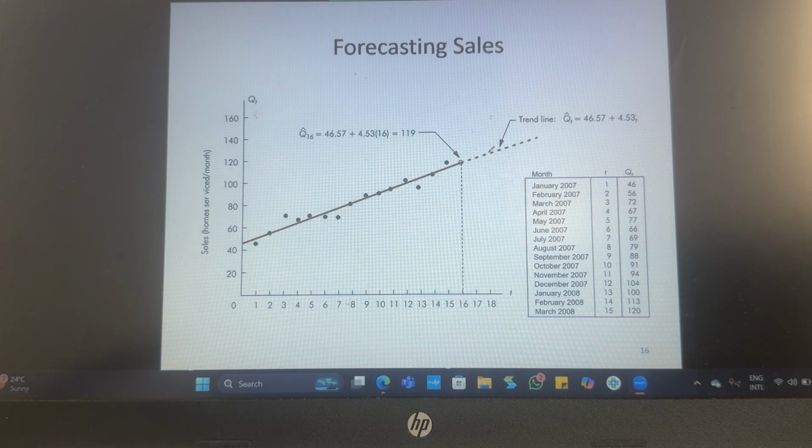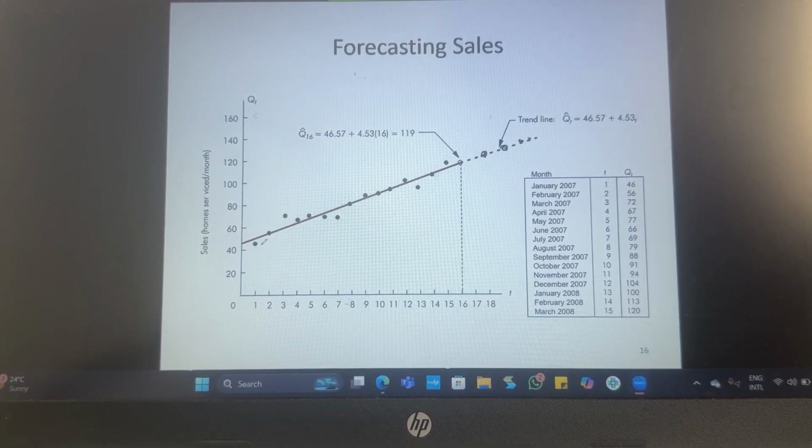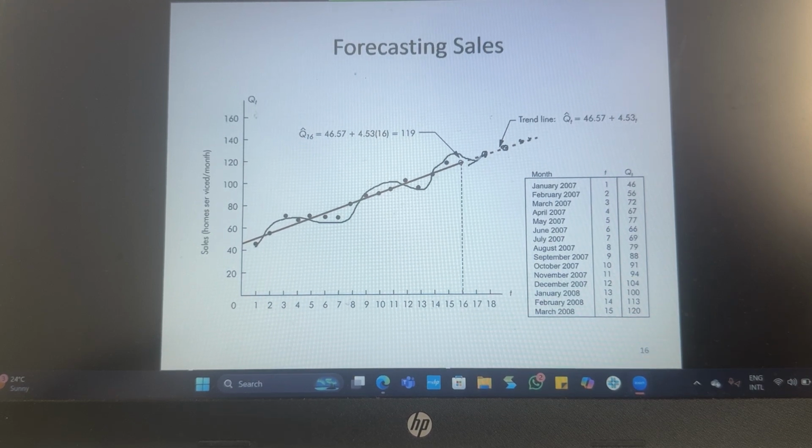But we need to adjust this trend forecasting value for these ups and downs. Otherwise, this trend forecasting, we cannot accept as a very accurate forecasting value. So we'll do that a little later.